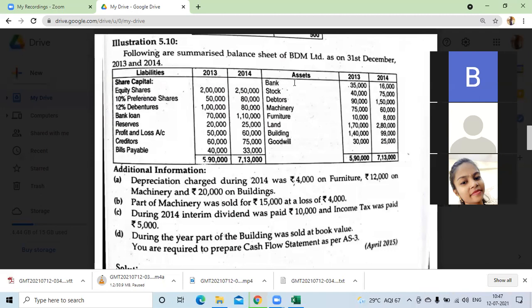Very good. Good job. So now on the land, we don't have any adjustment, first of all. Second thing, we have to check if it is increasing, then it will be purchase. If it is decreasing, then naturally it will be depreciation. So you tell me what is happening here? Increasing. Purchase. It was 1,70,000 in 2013, and in 2014 it is 2,80,000. So naturally it is increasing, no? Common sense, the land will increase only when we purchase.